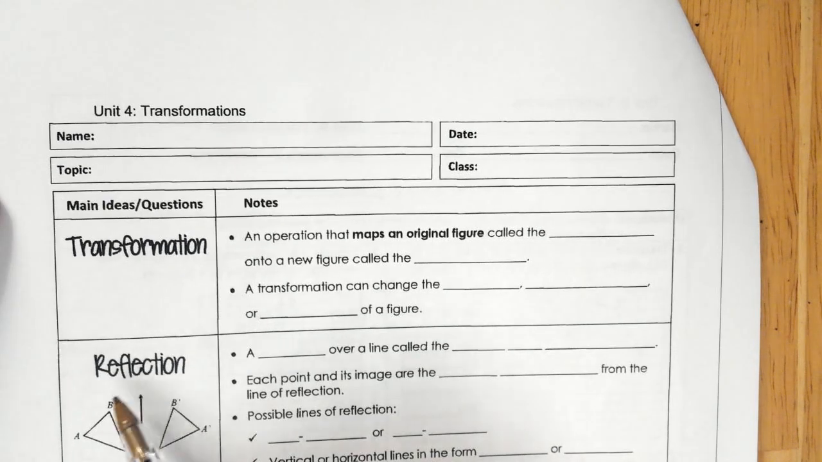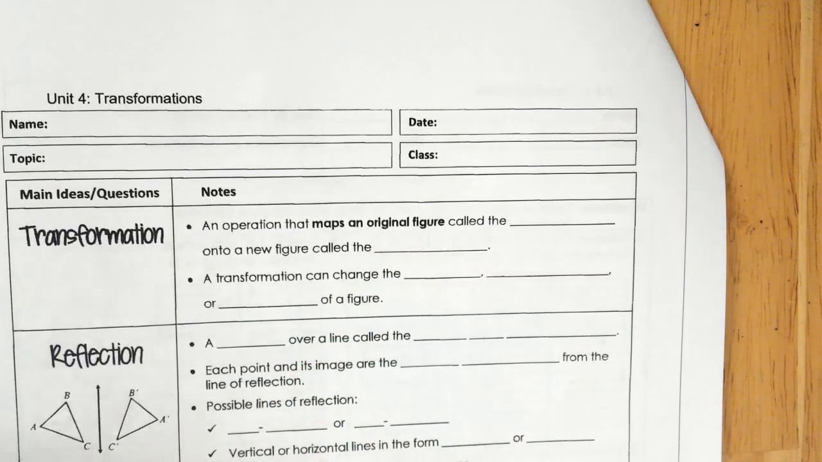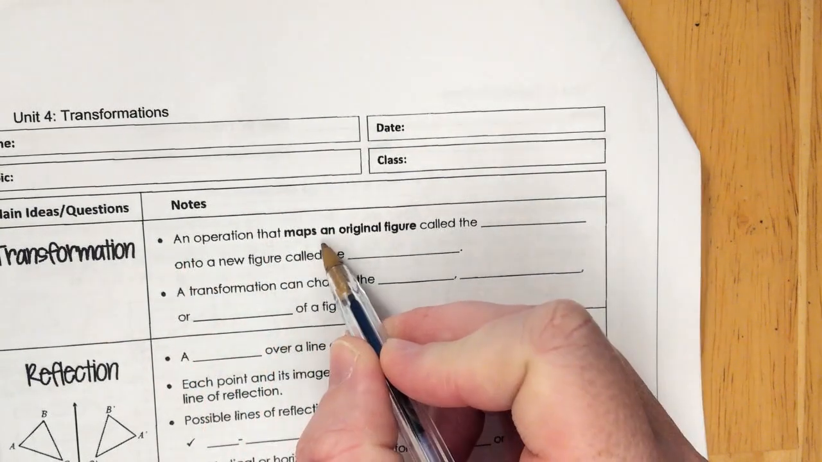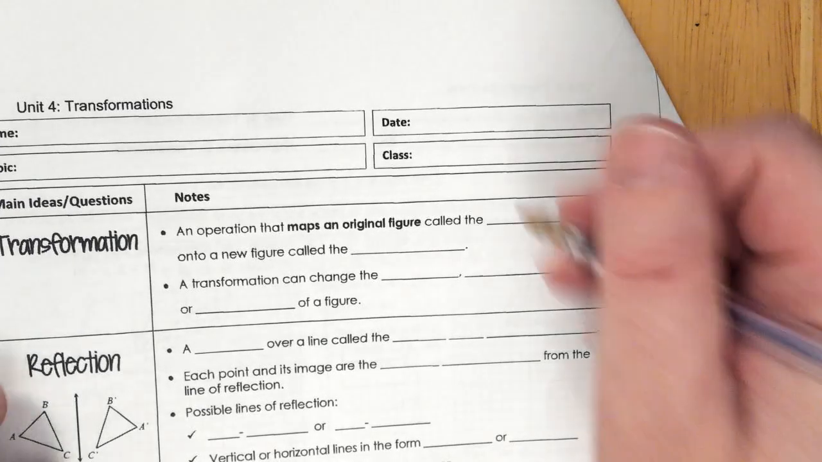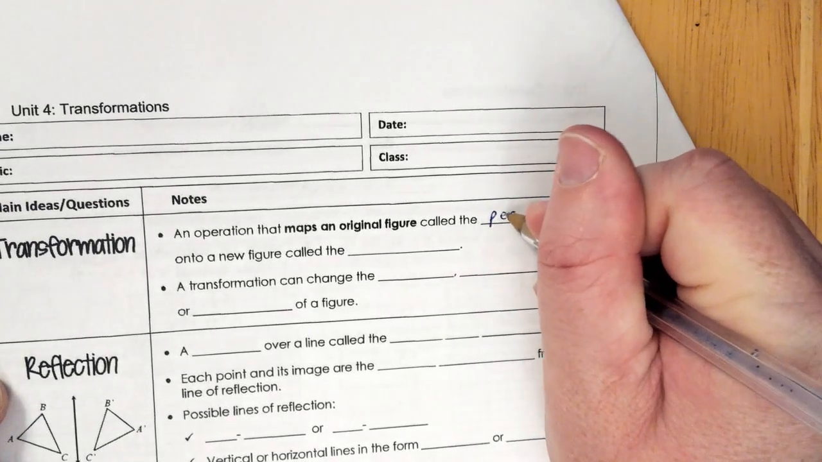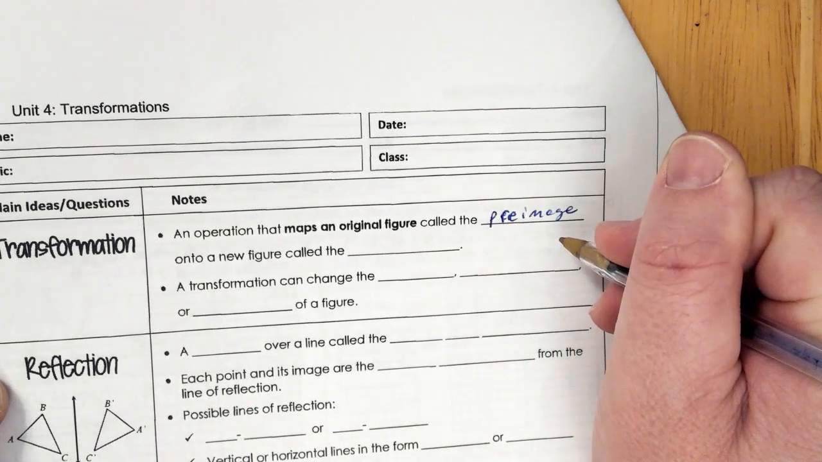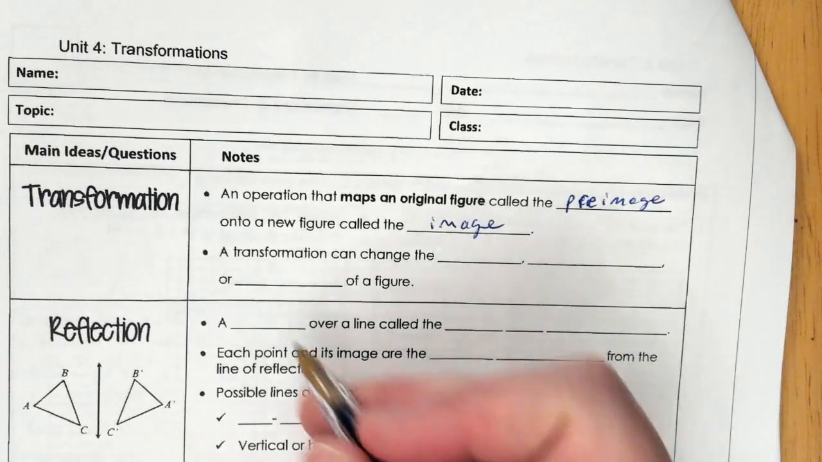Today we're going to be talking about reflections. All right, so let's start off by just taking some notes. So we have transformation, an operation that maps an original figure called the pre-image onto a new figure called the image. So that's a transformation, just a normal transformation.